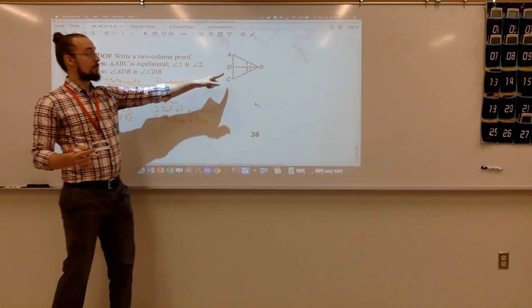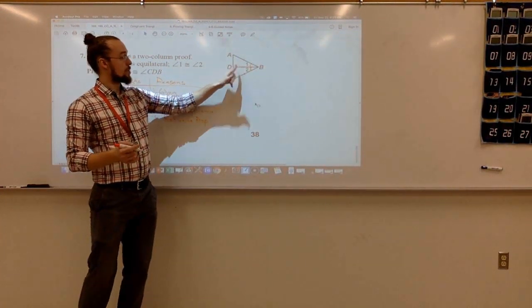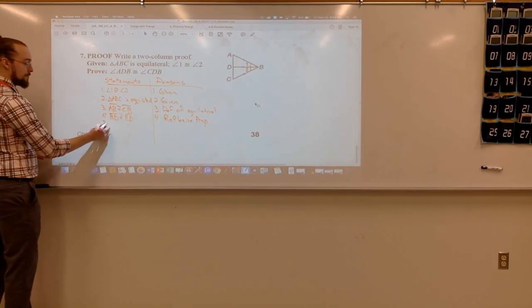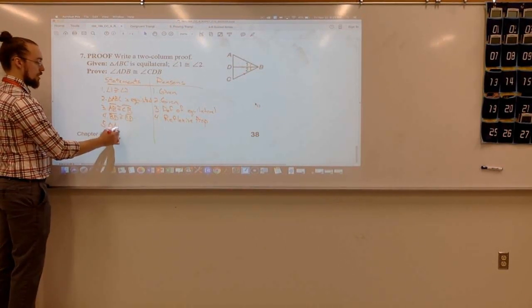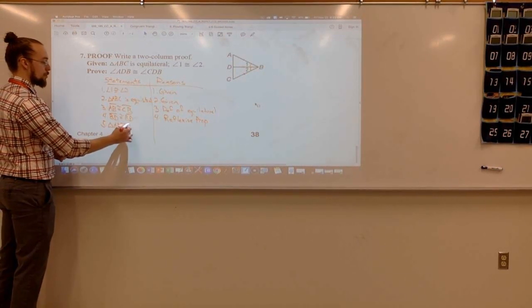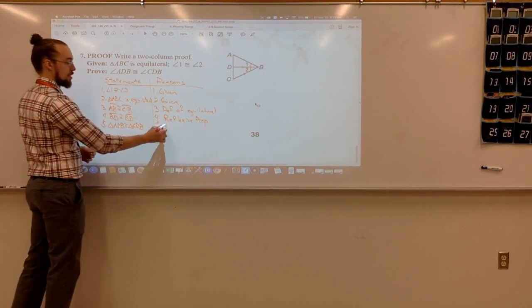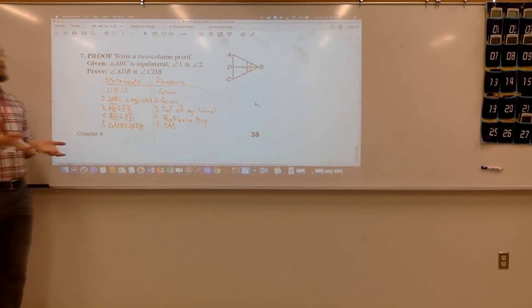Now, I do have enough information to say that these two triangles are congruent. Right? I've got side, angle, side in both of them. No, it's not angle, side, angle. It's side, angle, side. Okay, so I can say triangle ADB is congruent to triangle CDB by side, angle, side.